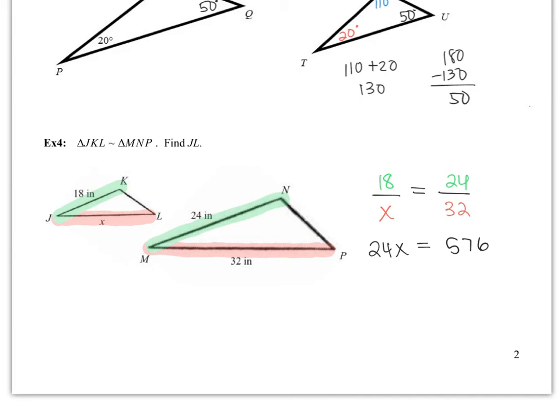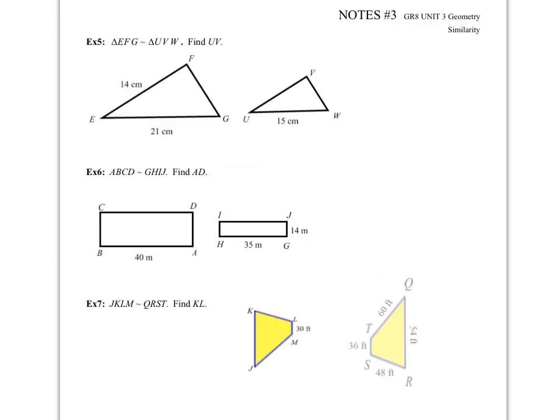And so now to solve this proportion, I have a one-step equation where x is being multiplied by 24. So to undo that, I would divide by 24, and so x would equal 576 divided by 24, which is 24. And so that means my unknown side would be 24 inches.